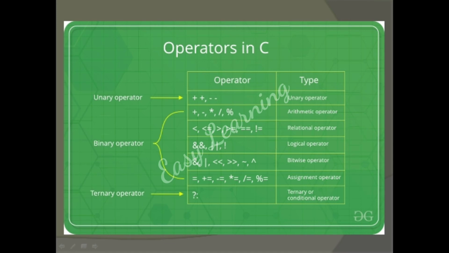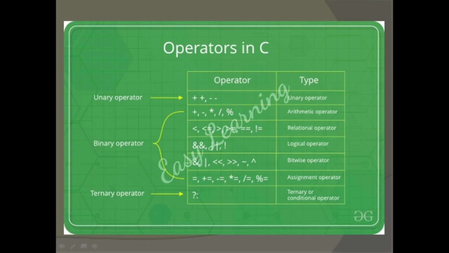Assignment operators. Assignment operators are used to assign a value to a variable. The left side operand of the assignment operator is a variable and the right side operand of the assignment operator is a value. The value on the right side must be of the same data type as the variable on the left side, otherwise the compiler will raise an error. Different types of assignment operators are shown below. Equals. This is the simplest assignment operator. This operator is used to assign the value on the right to the variable on the left. For example, A equals 10, B equals 20, CH equals Y.